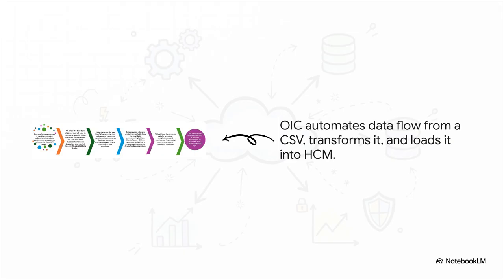It's actually pretty slick. SuccessFactors just drops an updated employee file, a simple CSV file, which is basically just a spreadsheet, onto a secure server. OIC is scheduled to look for that file, and when it sees it, it grabs it, reformats all the data to match what Oracle HCM needs, checks it for errors, and then loads it in. And the best part, the whole thing is totally hands-free.